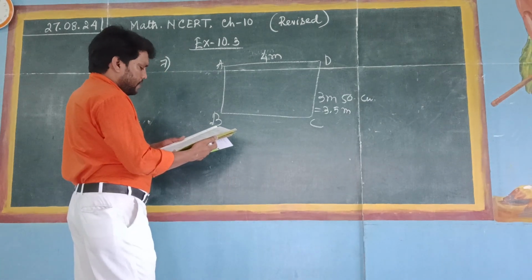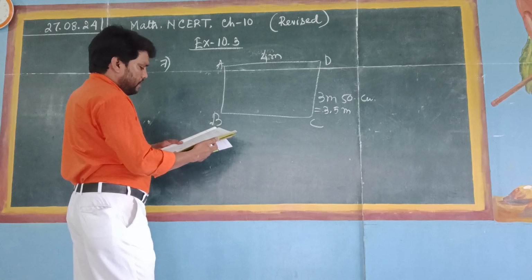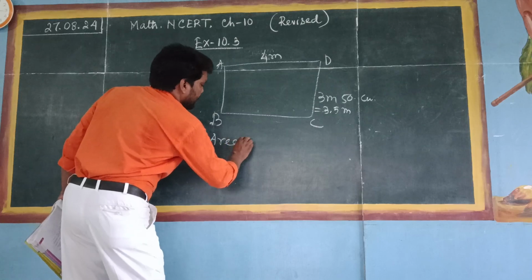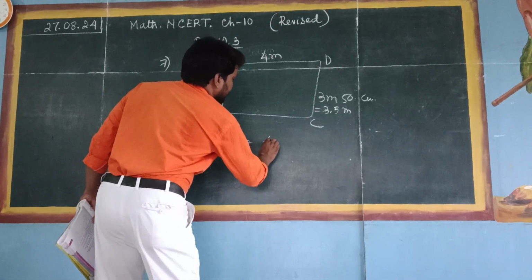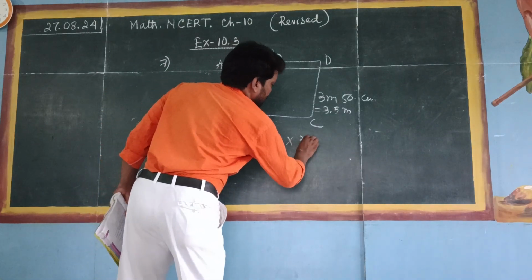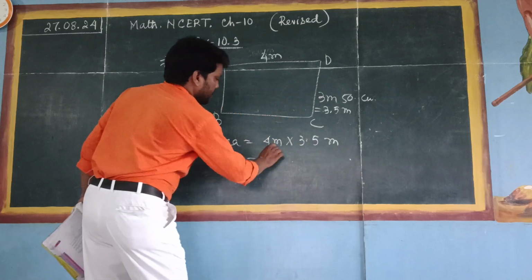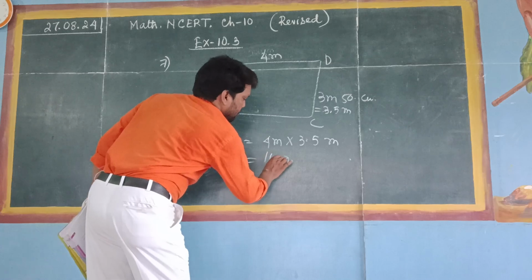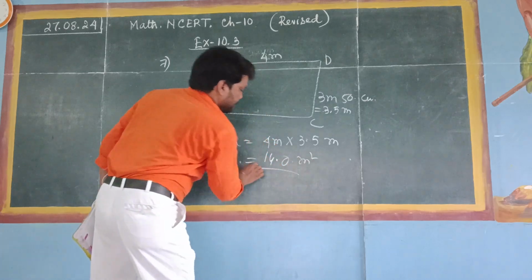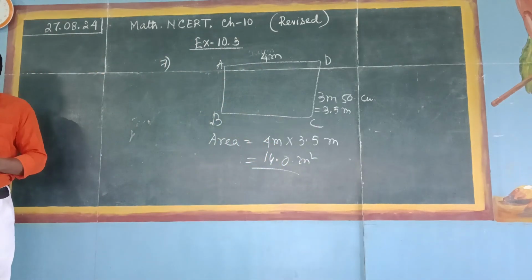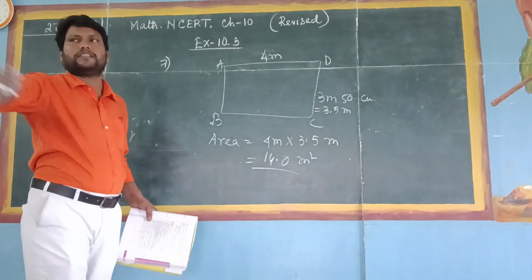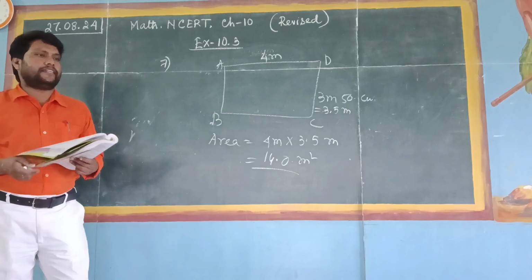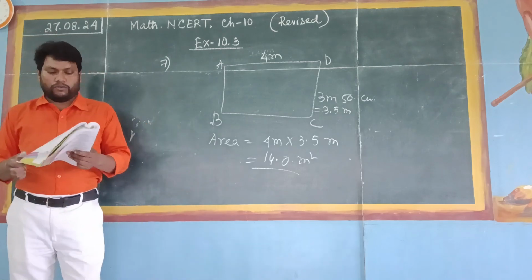How many square meters of carpet are needed to cover the floor of the room? At first, you will find the area of the room. So length into breadth. 4 into 3.5: 4 fives are 20, 4 threes are 12, so 14.0 meter square. That means 14 meter square carpet is needed to cover the floor.